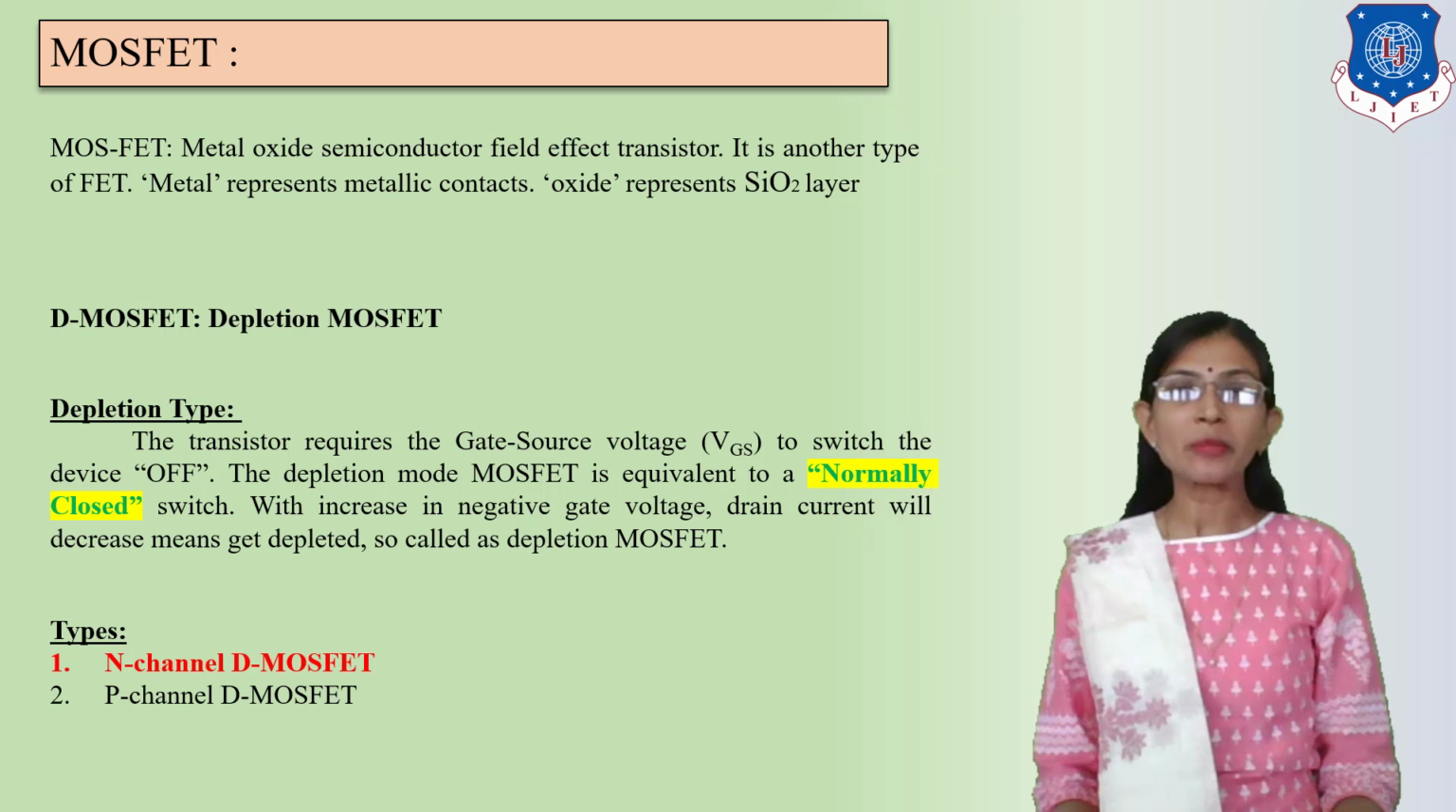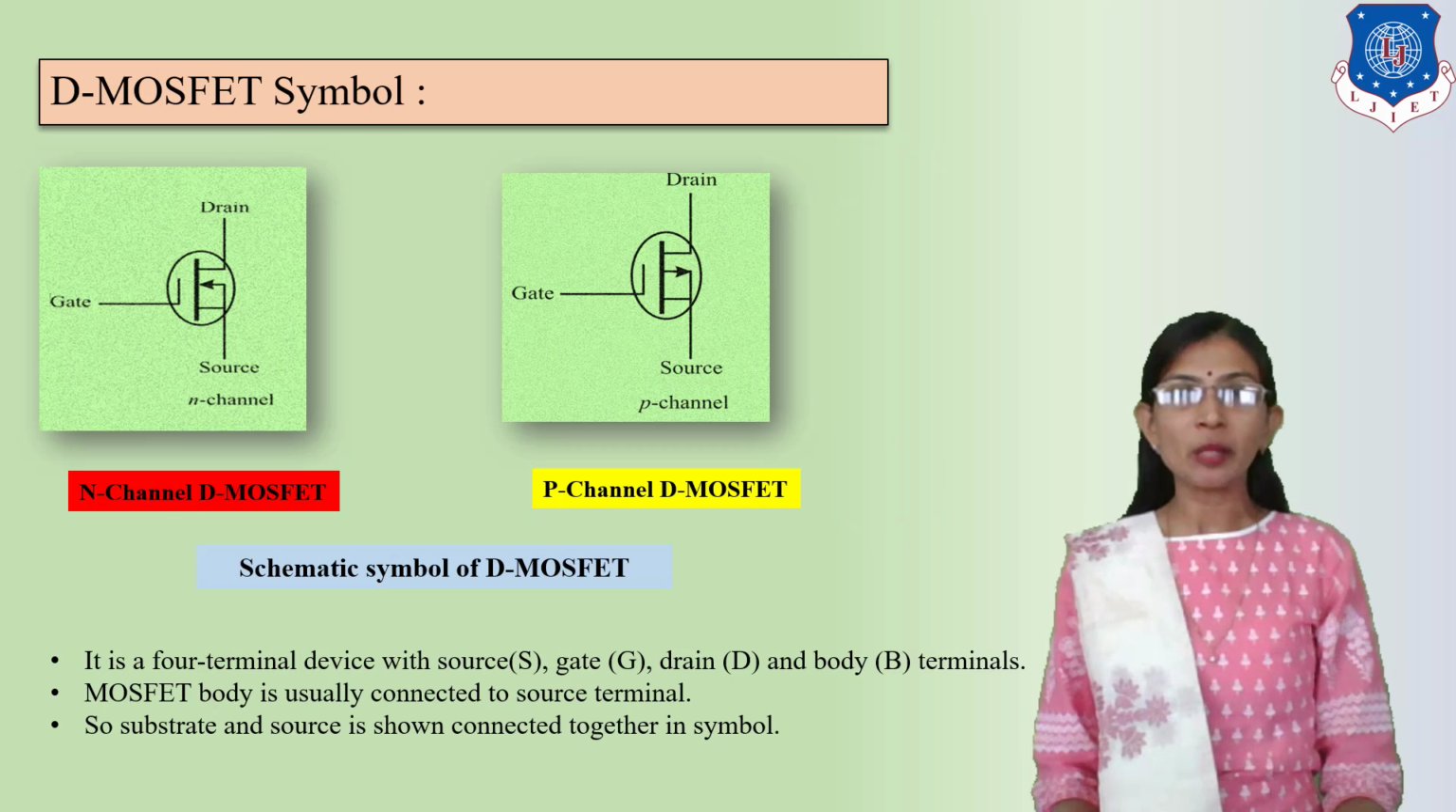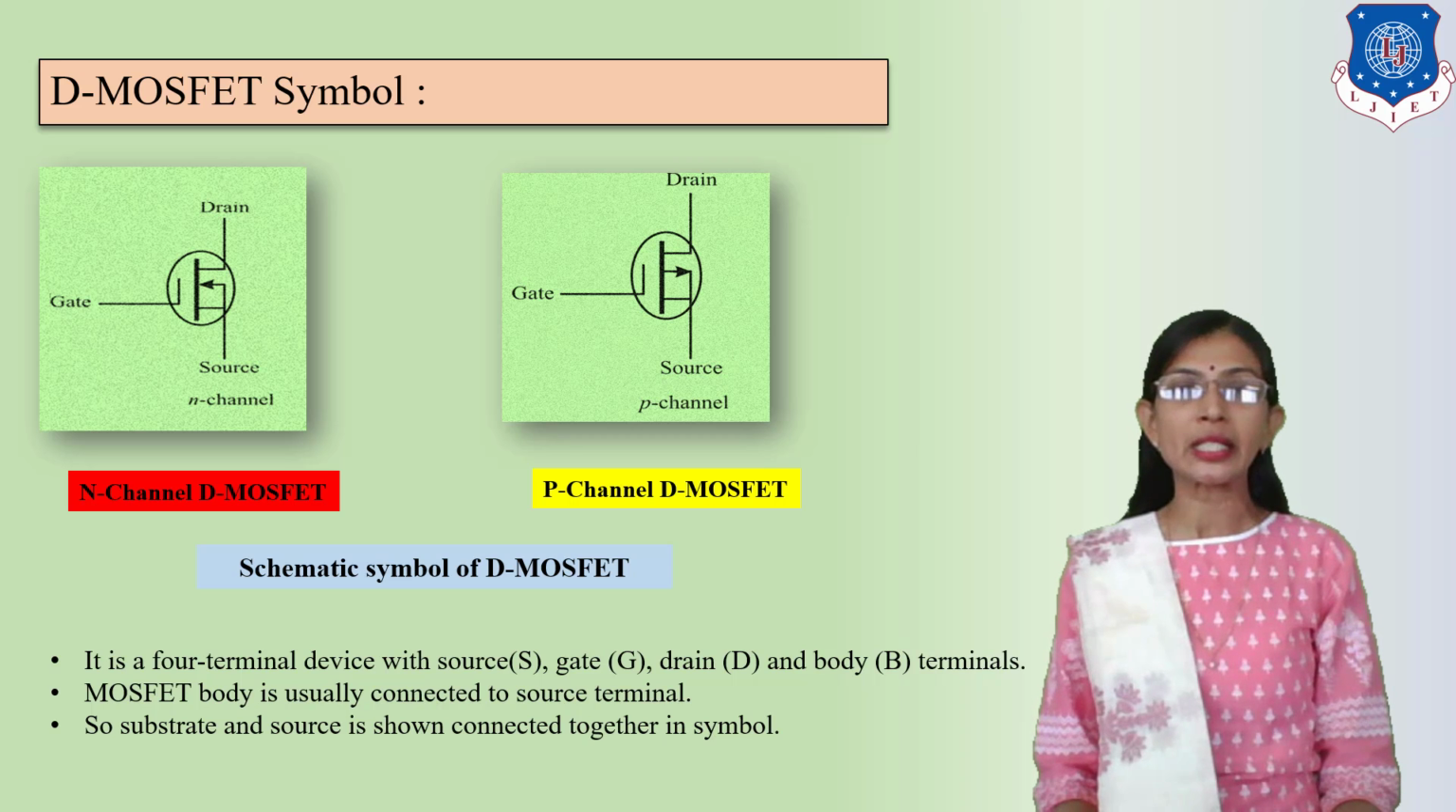There are two main types in the classification of the D MOSFET. One, N-channel D MOSFET, second P-channel D MOSFET. Let's see the symbols. These are the symbols of depletion MOSFET. The first one, that is N-channel D MOSFET, and second one, that is the P-channel D MOSFET. We know there are three main terminals, drain, gate and source.